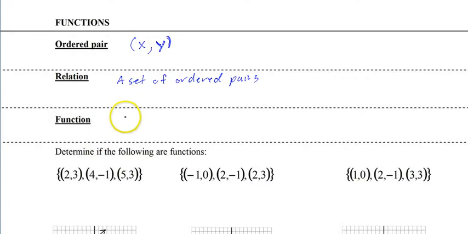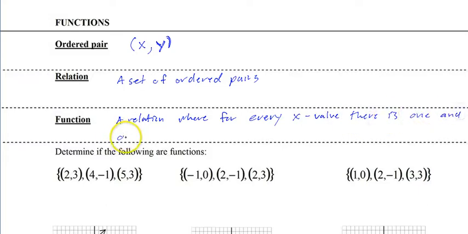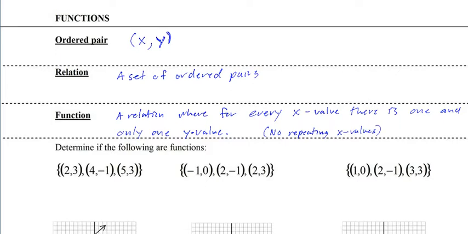Okay? So functions are a special type of relation. It's a relation where for every x value there is one and only one y value. So what that means is if you have an x value and you input it into an equation, it gives you one and only one y value. So that means we have basically no repeating x values. And that's good enough for us right now until we really understand what a function is.